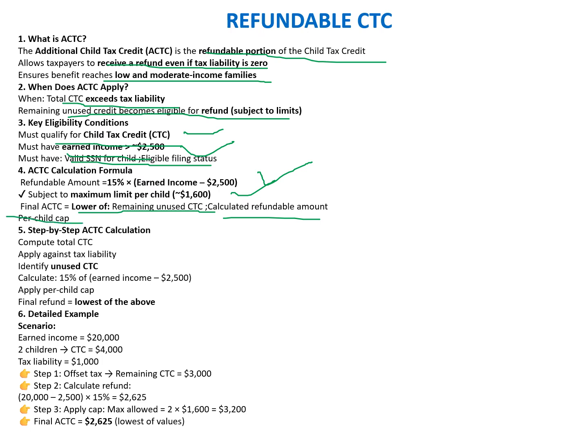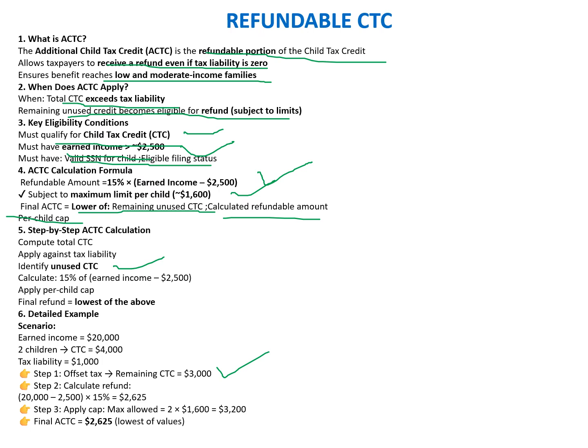So the step by step calculation is that first we compute the CTC, apply the tax liability, identify the unused CTC, and then do these calculations. For example, earned income is 20,000, CTC is 4,000, tax liability is 1,000. So here the tax liability is 1,000, which means the offset can be done only for 1,000. So the balance of 3,000 is non-refundable. But because we can claim the ACTC, we are able to identify the refundable portion out of this 3,000.